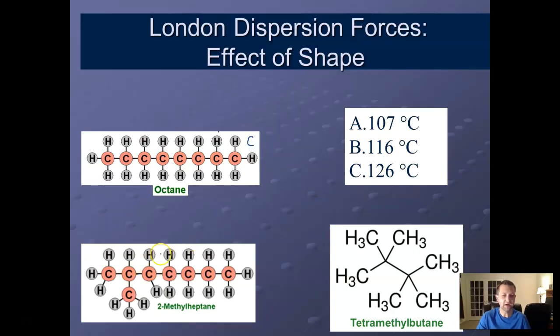We have a branched octane, so it's still relatively flat, lots of surface area, so we're going to look at letter B for this one. And letter A will be this version of octane, because it has much less surface area, much less of a chance of the dipoles interacting.